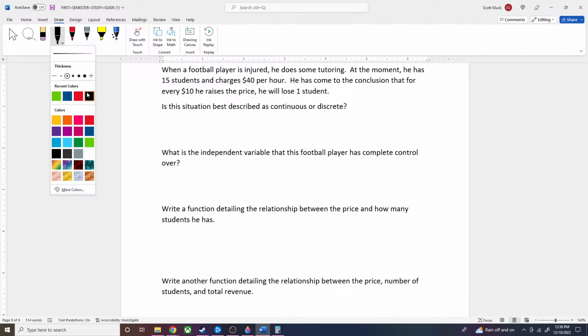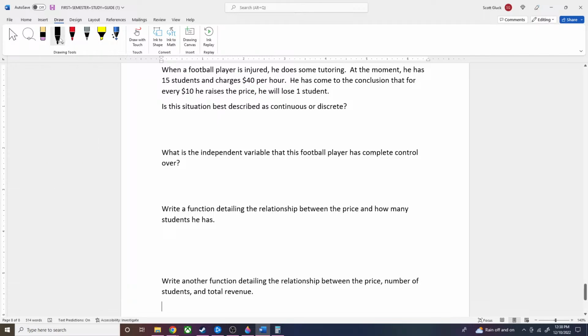When a football player is injured, he does tutoring. At the moment, he has 15 students and charges $40 per hour. He has come to the conclusion that for every $10 he raises the price, he will lose 1 student. That's it. That's the situation. Very simple, very easy stuff, right? So, let's go ahead and see what this creates as an example.